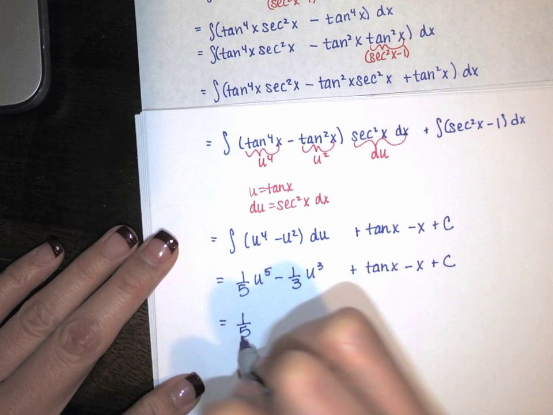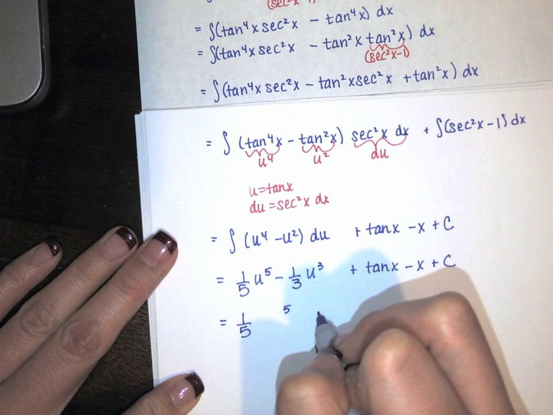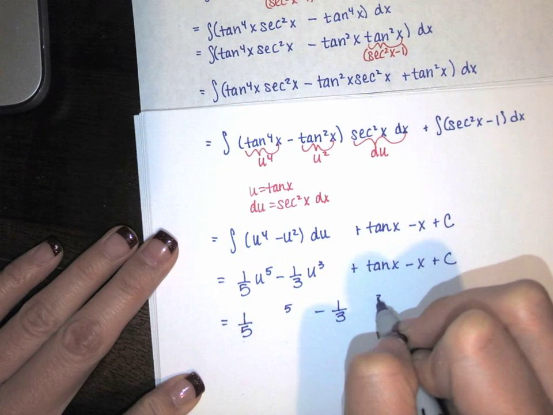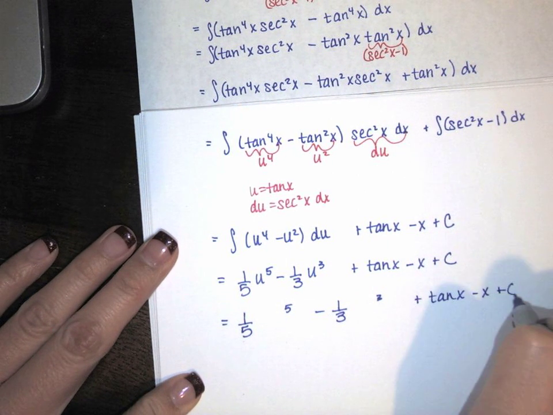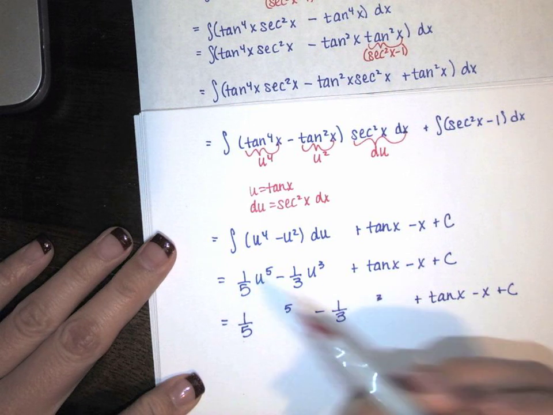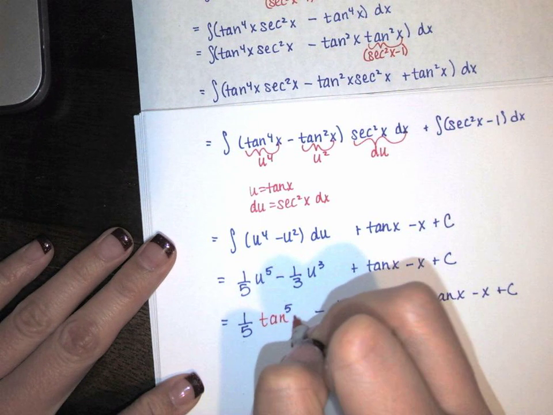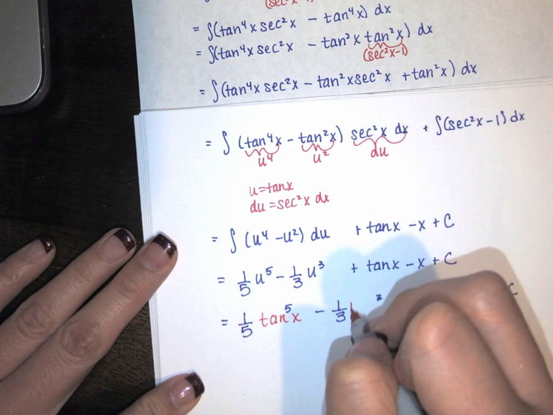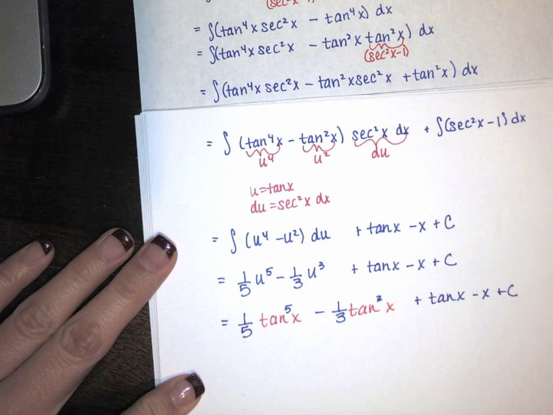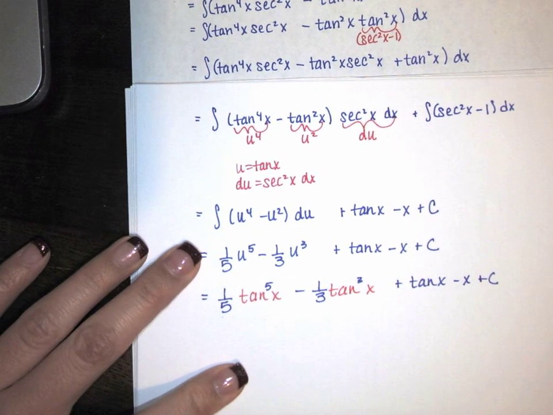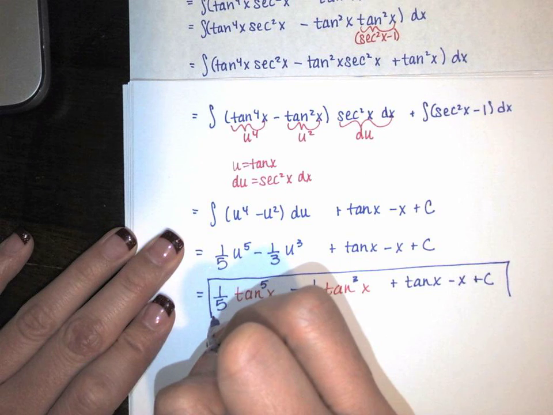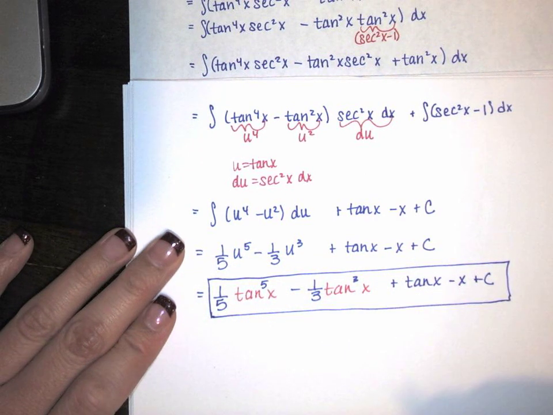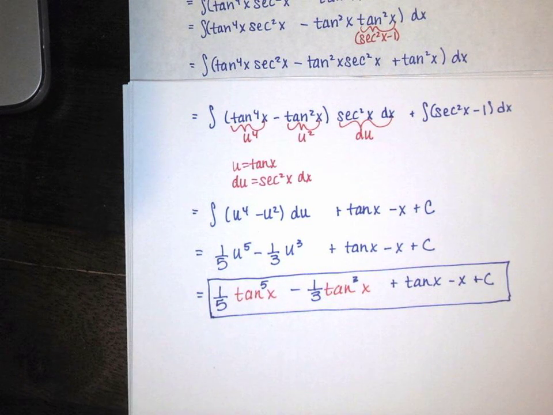Last thing to do is back substitute. I'm just leaving space for my trig functions. Do those in a different color. U was tan x, so that's tan x to the fifth. And this is tan x to the third. And don't forget your other two pieces. So you see how that works.